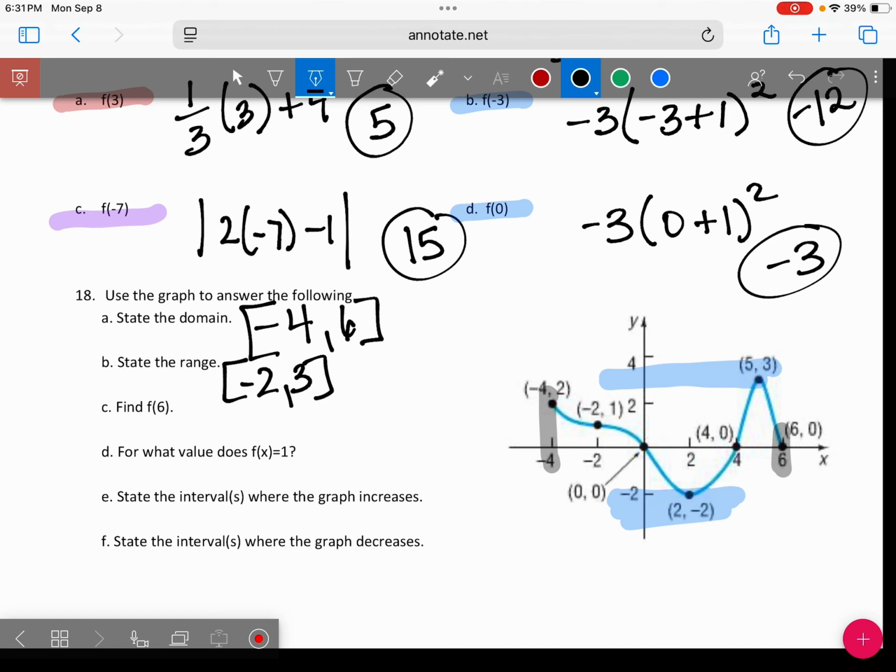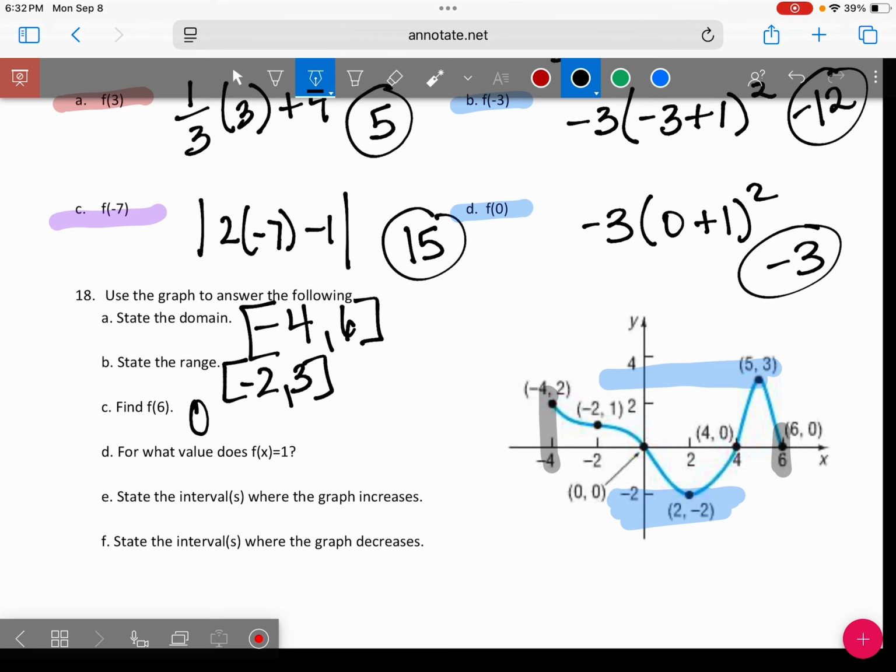Okay. This is asking you, what is the y value when x is 6? That's the question you need to answer. What is the y value when x is 6? Whenever there's a number inside of the parentheses, what is the y value when x is 6? When x is 6, y is 0, so my answer is 0.